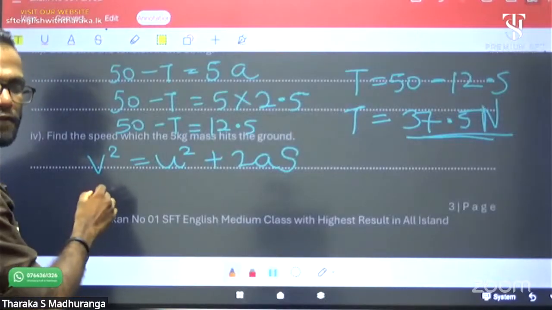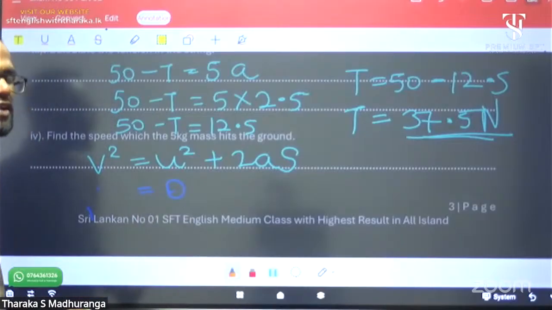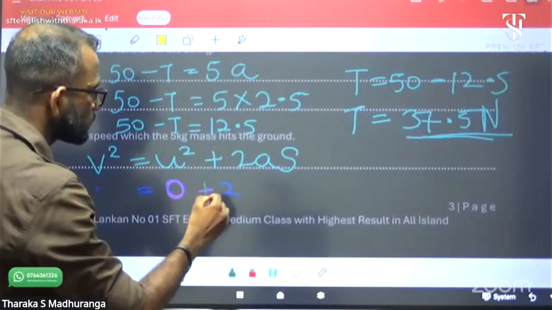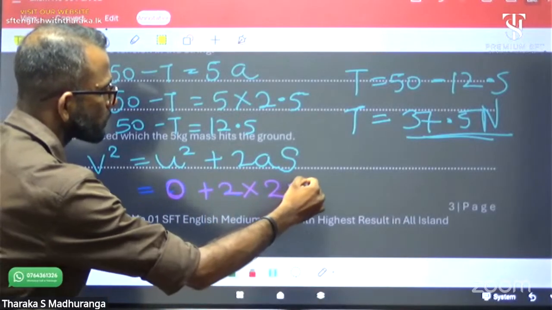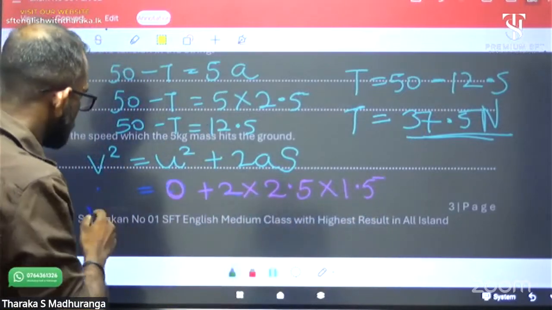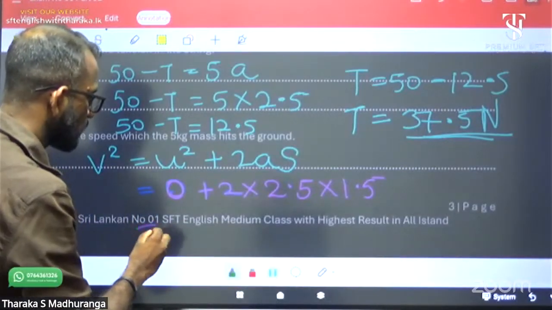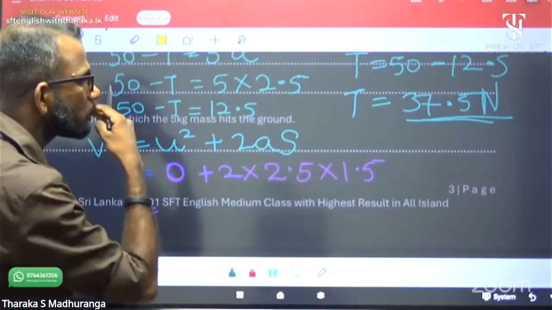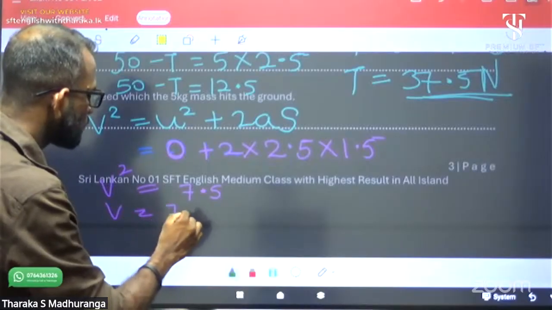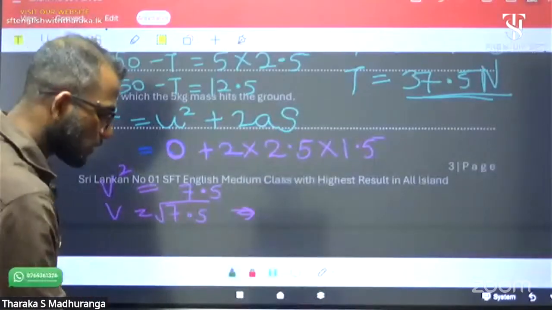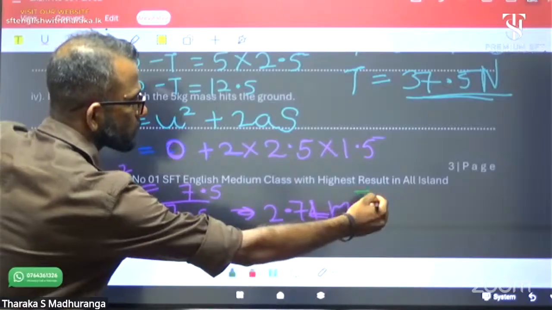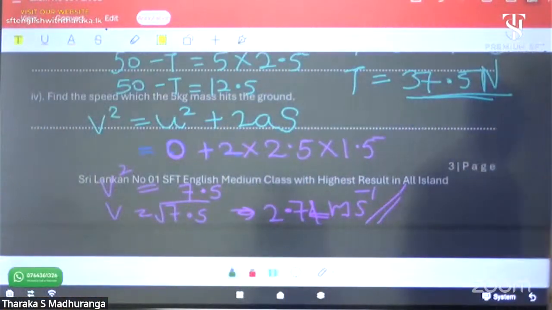U squared is 0 because it starts from rest. So V squared equals 0 plus 2 into the acceleration you already know, 2.5, into the displacement 1.5, the distance or height. 2 into 2.5 is 5, 5 into 1.5 is 7.5. So V squared equals 7.5, and V is the square root of 7.5, which is 2.74 meters per second.